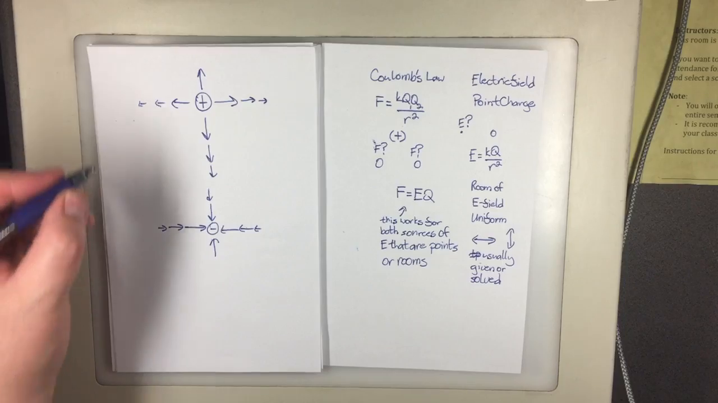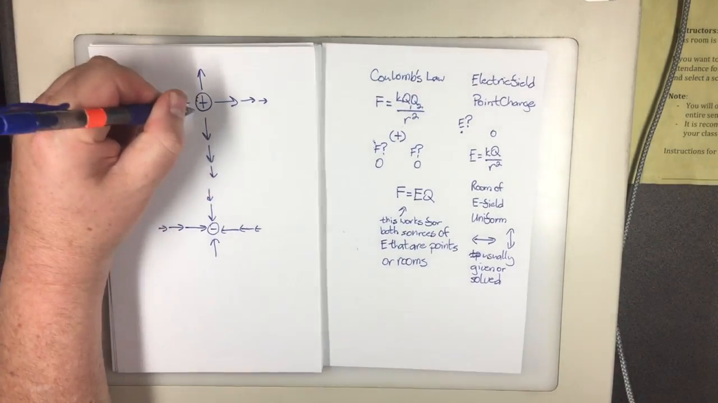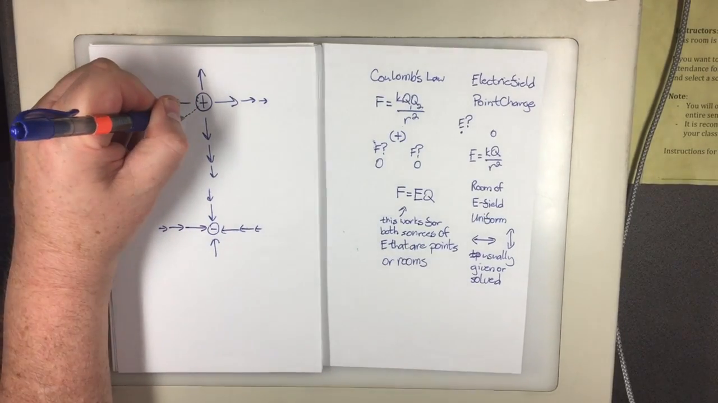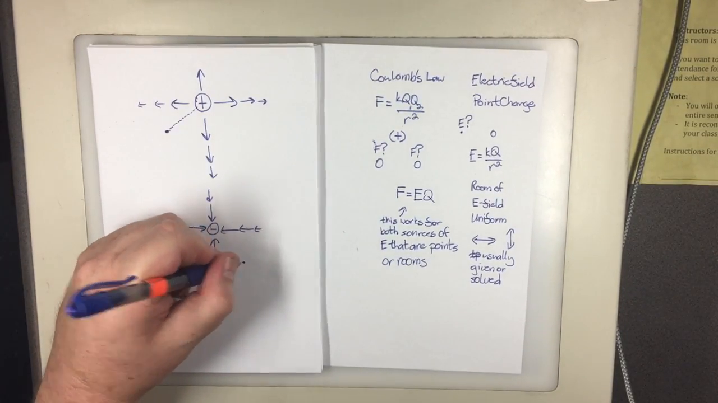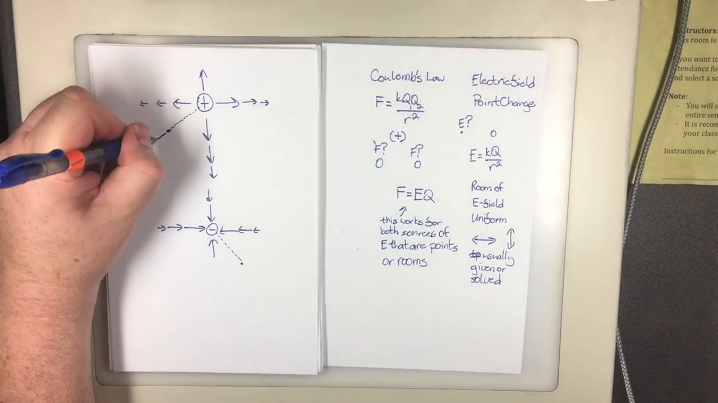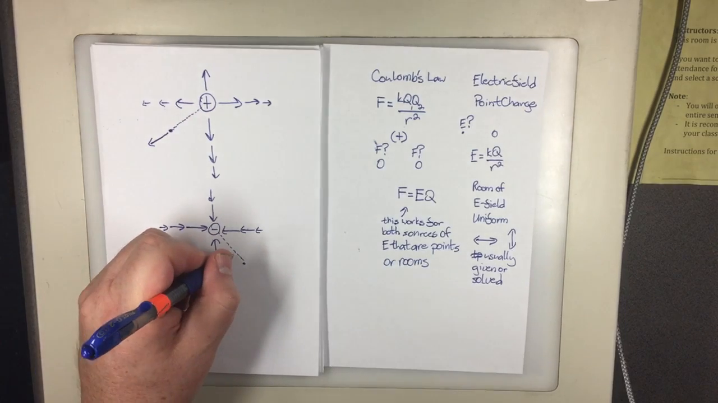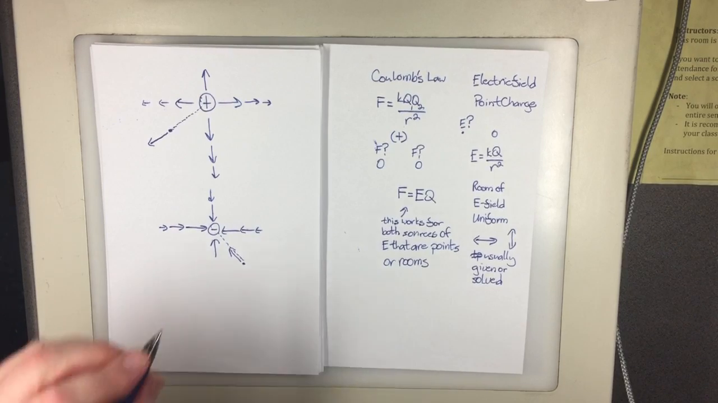It all depends on the direction of the E field at a particular point. Basically what you do is you draw a line to that point. If it is a positive charge, the arrow goes outward. If it is a negative charge, the arrow goes inward. So it's some simple stuff.